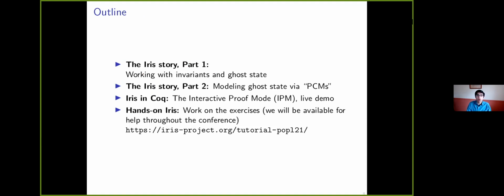Okay, so the outline for the rest of this talk is, we've kind of given some motivation by talking about how Iris has been used. And what we'll do next is we'll go into some of the actual details of the Iris logic. The first part, we'll talk about invariants and Go state. So this is kind of more background. Then Joe will talk about that. And then Ralph will go into how we actually model Go state using PCMs. This is the general infrastructure that Iris provides. And then finally, we'll do a live Coq demo just to get you a feel for what it is like to use the Iris implementation. And then we'll let you go to work on the exercises, and we'll be around to help out with those.